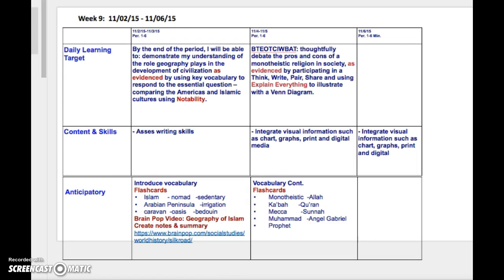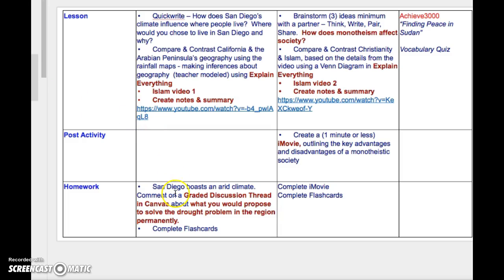By the end of the class period, I will go over with you, before you leave, your homework. You're going to comment on a graded discussion thread in Canvas about what you would propose to solve the drought problem in the region permanently. What would you do, and how could you influence the drought problem in San Diego?